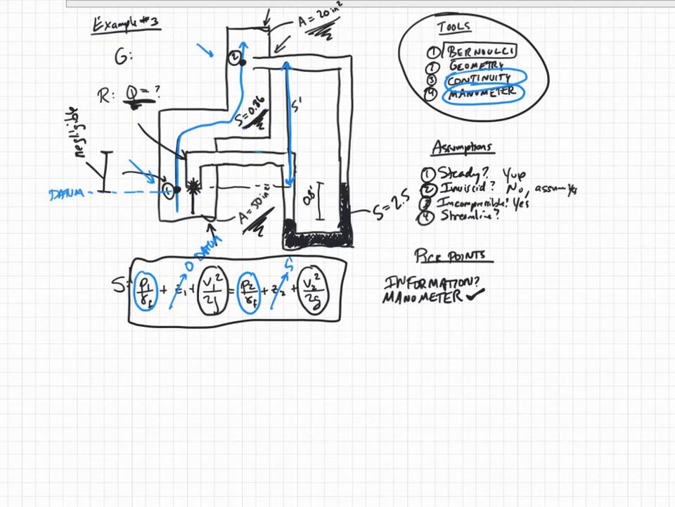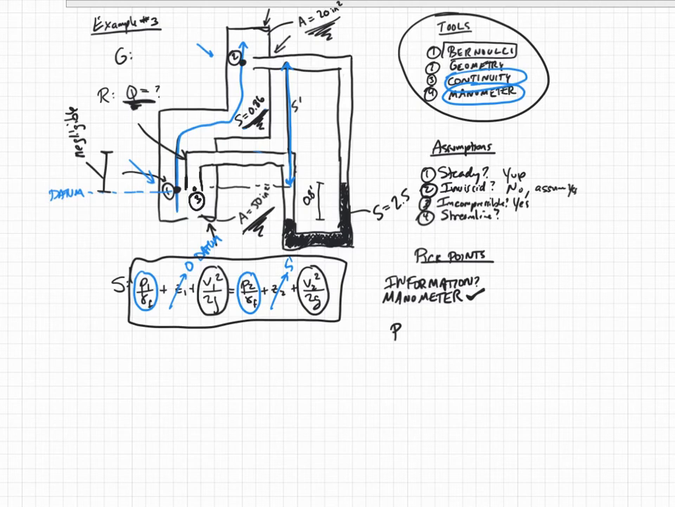Let's deal with these pressures. So I'm trying to get P1 and P2. I can't really get P1, but I can kind of get at a P3, I guess. So if I redraw this, let's take this point right here. I'm going to call that point 3. And so I can maybe sort of figure this out.